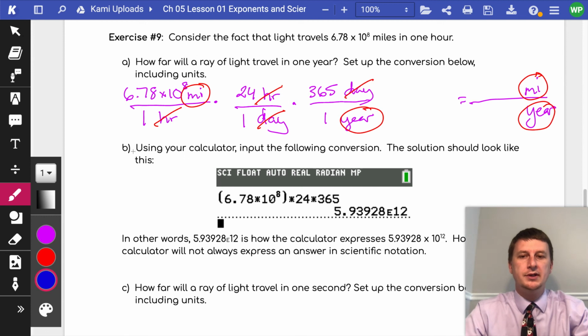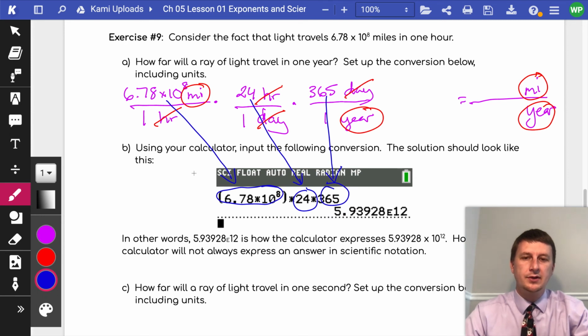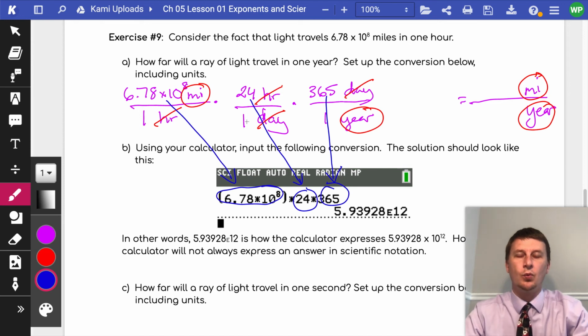And it says in part B to use your calculator and input the following conversion. So I have 6.78 times 10 to the 8th here. That comes from right there. I've got 24 here, and that comes from right there. And I've got 365 as the final part of the product, and that goes right there. So the reason why these are not written as fractions, like up above here, is because all of these fractions happen to be over 1.